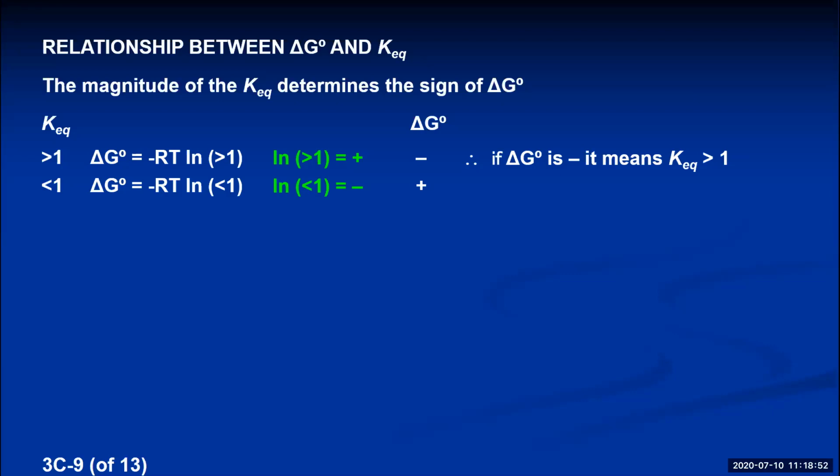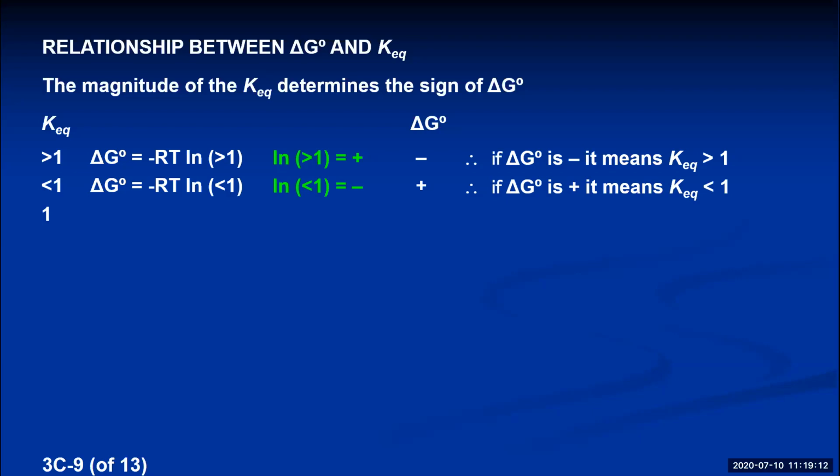So if you ever have a delta G naught value for a chemical reaction and it's positive, that means when it reaches equilibrium, the equilibrium constant is going to be smaller than 1. And that was the case for our hydrofluoric acid ionization reaction just a moment ago. It had a small equilibrium constant, 10 to the minus fourth. What did its delta G value come out? Came out a positive number.